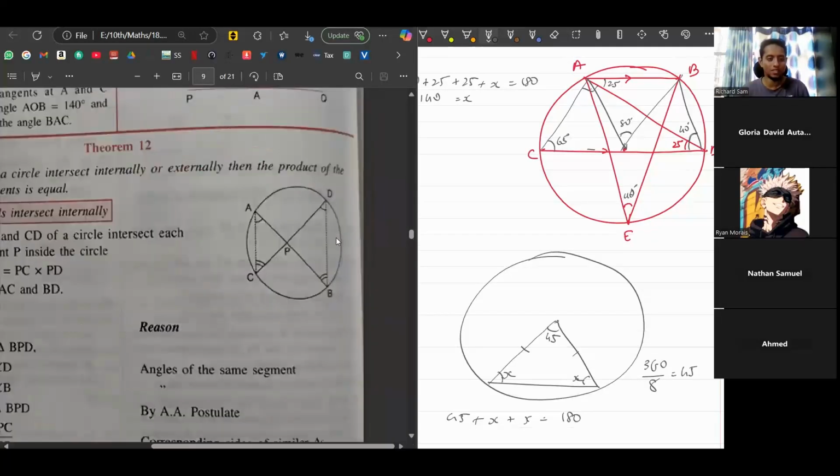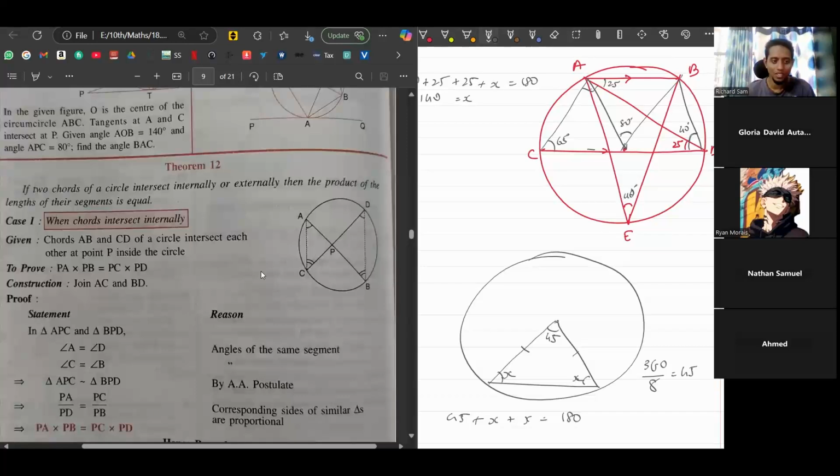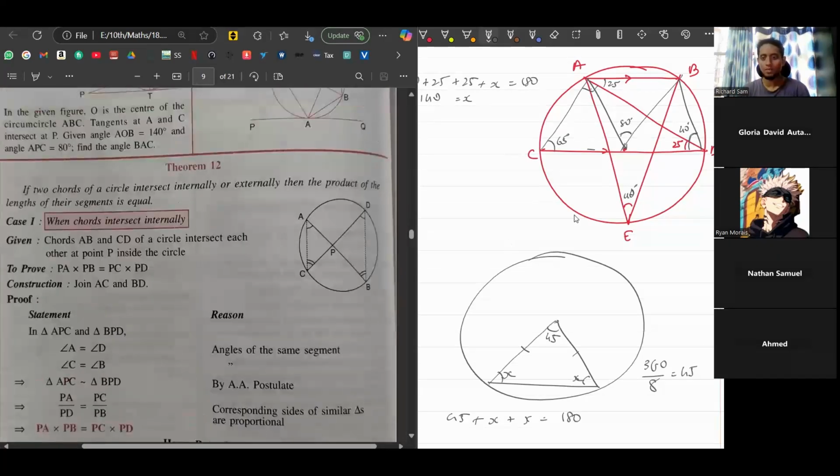And then you have some more properties. If you draw two intersecting chords, then you have this theorem: PA into PB is equal to PC into PD. Remember, some theorems are regarding angles, some theorems are regarding sides.